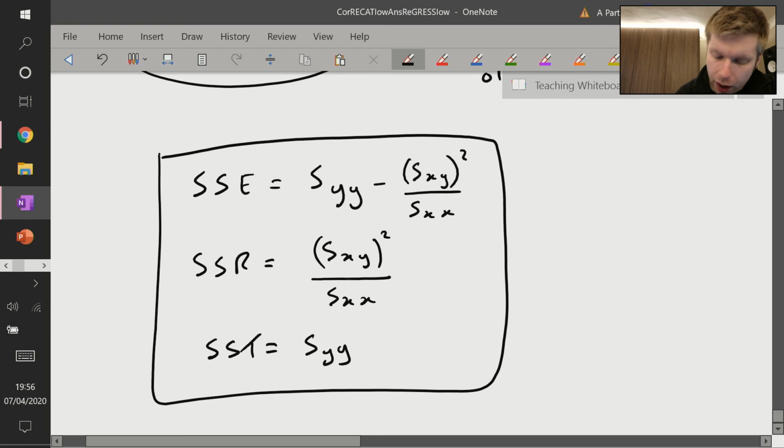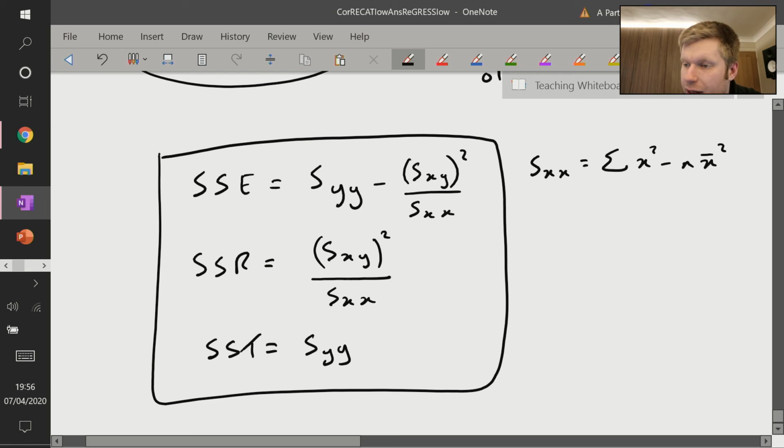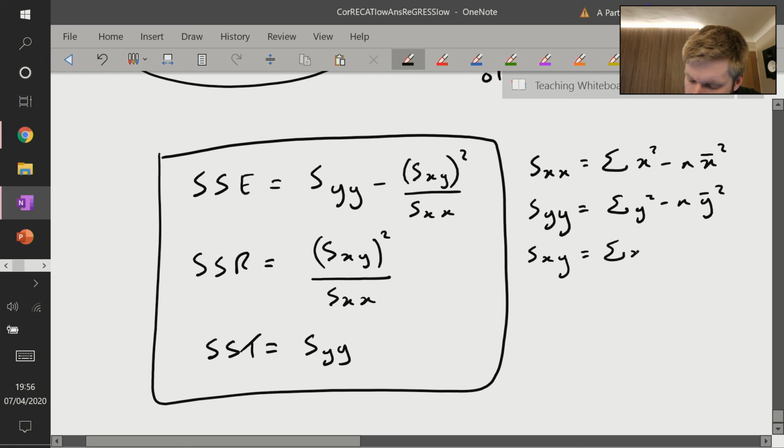Now just remember, these are really easy to calculate because you know what SXX, SYY and SXY are equal to. So I'll write down the simpler version of the formula which I remember, but of course there are two versions. SXX is equal to the sum of x squared minus n times the mean of x squared. SYY is equal to the sum of y squared minus n times the mean of y squared. And then SXY is equal to the sum of x times y minus n times x bar times y bar, so the means of these two things.